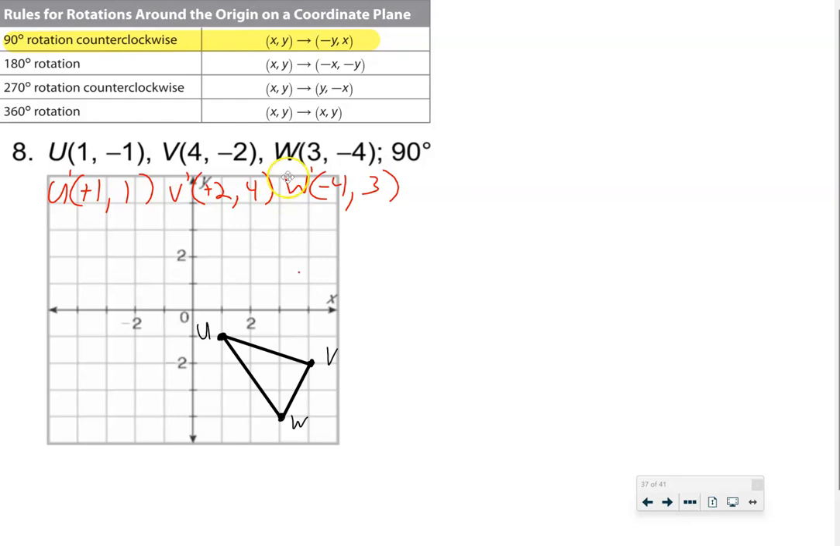Alright, now we got W prime. We swap them again. Negative 4, positive 3. And we're going to change that negative 4 to positive because we're going to do the opposite of what that is. Positive.